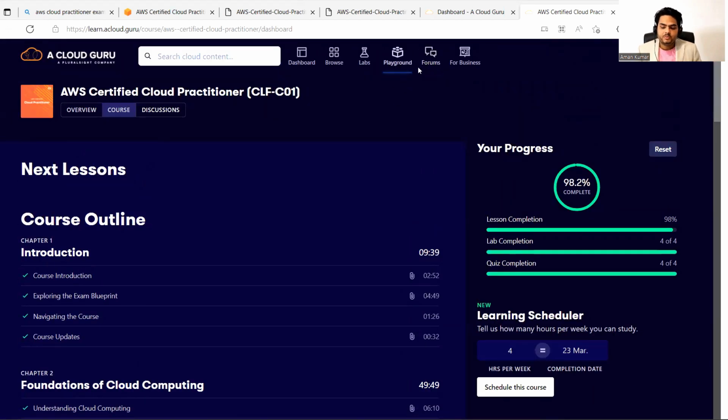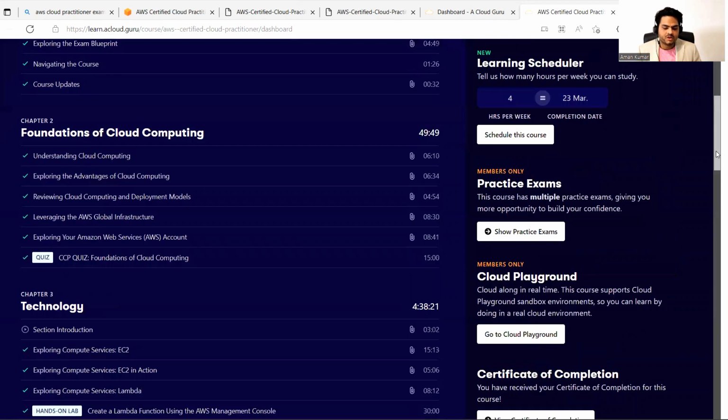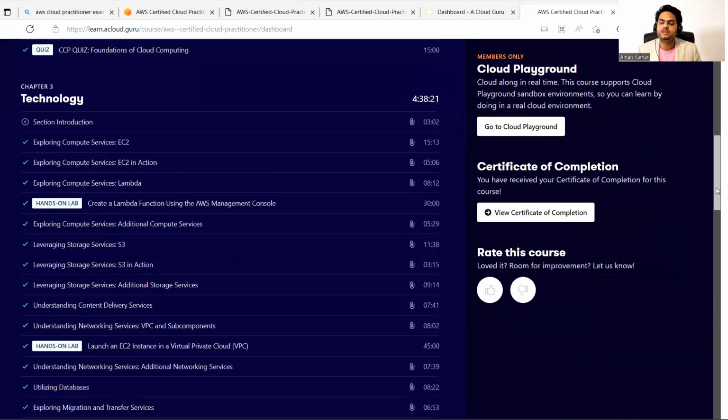They give you a playground, which means you don't need to pay anything from your pocket for AWS billing, etc. Then they give you some labs. If you are interested in Azure and other platforms, they will give you all those courses and certifications too. And what I did, I came here and watched all these videos in one shot at 1.5x speed.